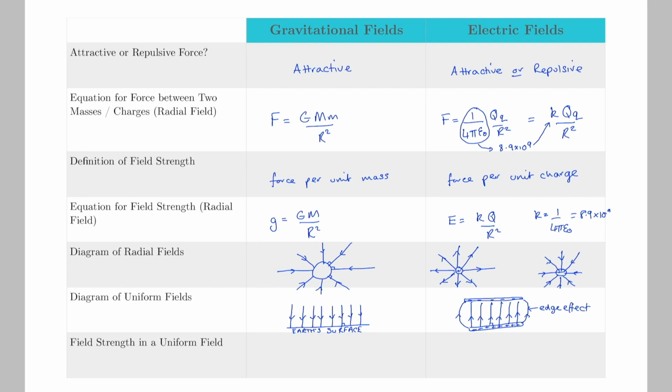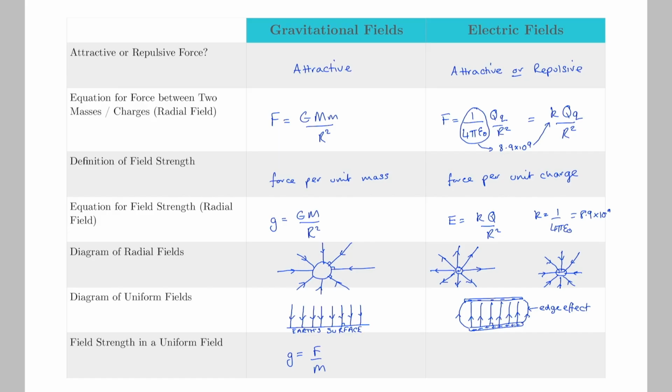The field strength equation in a uniform field, so we've got g equals F over m, and you can see if we go back up to the definition of field strength, we said force per unit mass, so g is equal to force per unit mass. So we come down to the bottom, g is equal to force over mass, force per unit mass.